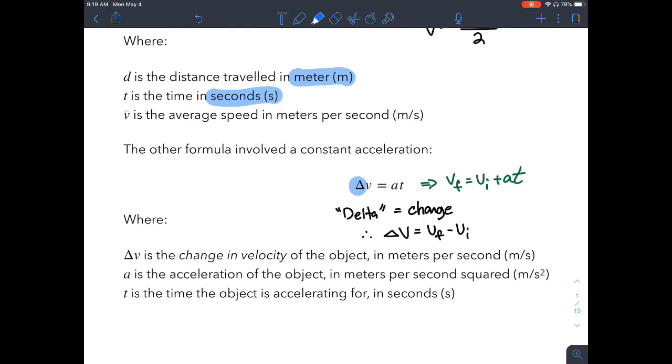All these units have to be meters and seconds, so we've got speed in meters per second, acceleration in meters per second squared, and time in seconds. So let's use this to solve some examples.